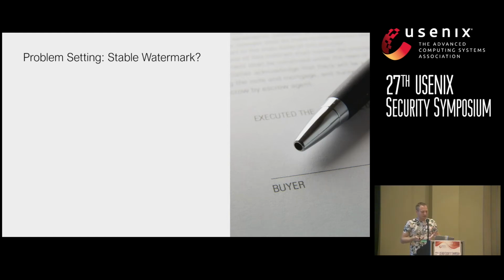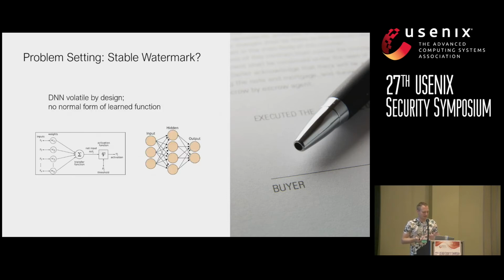Now, the obvious problem here is that what you want to watermark is something that is inherently unstable. Right? The point of a machine learning algorithm is to train something and to be able to retrain it, to fit it to some new application. So the standard solution would be you put a digital signature on it, there you go, right?